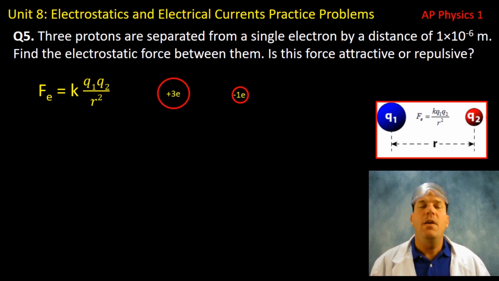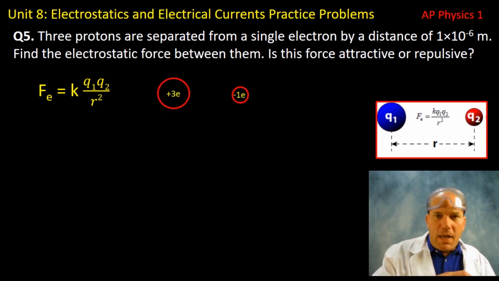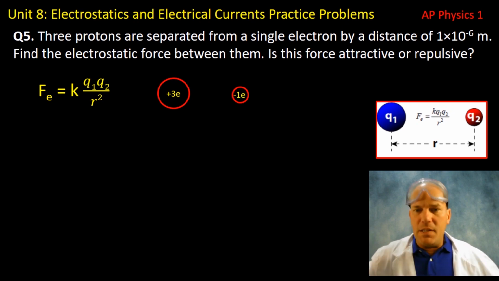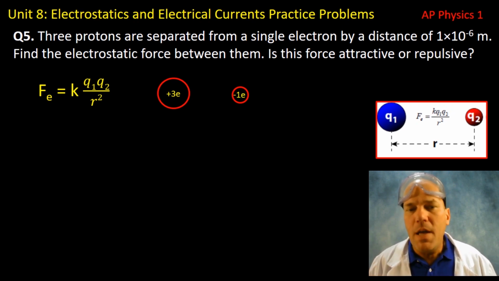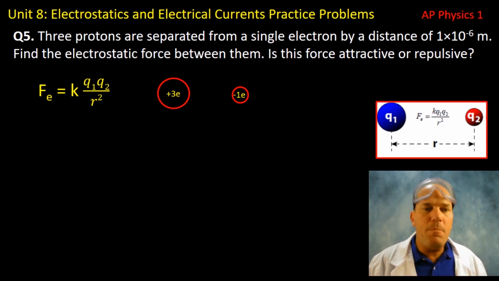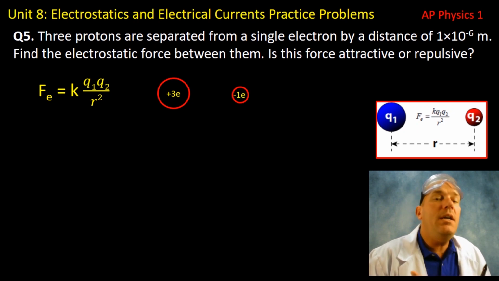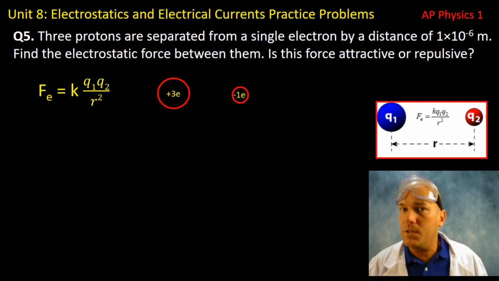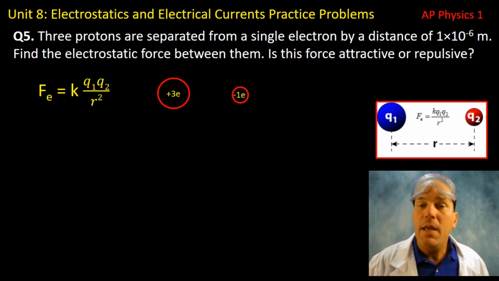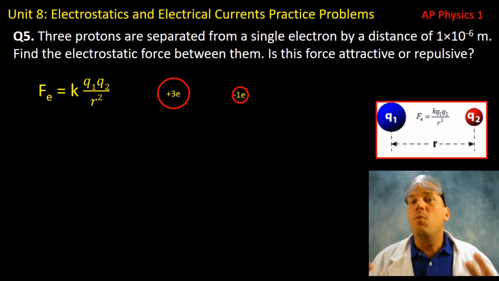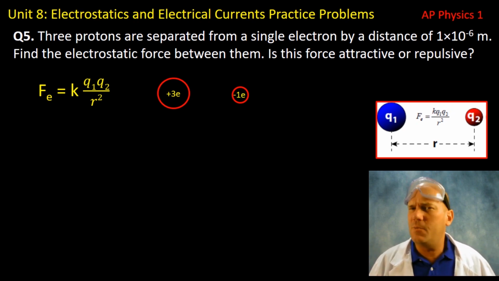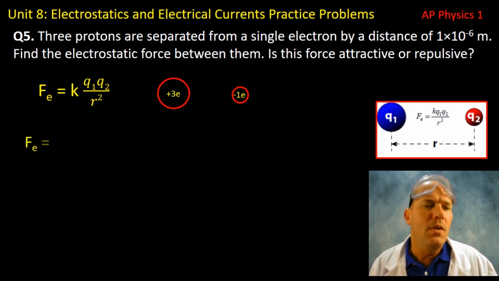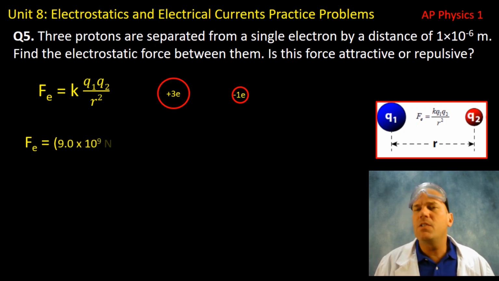We have here 3 protons, and they're separated by a given distance by an electron. So in this little schematic here, I'm representing that we have these 3 positive elementary charges, which we know to be protons. And on the right side, we have 1 elementary particle with a negative charge, and that's 1 electron.